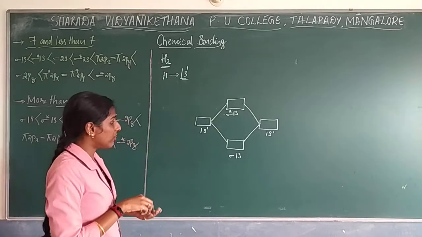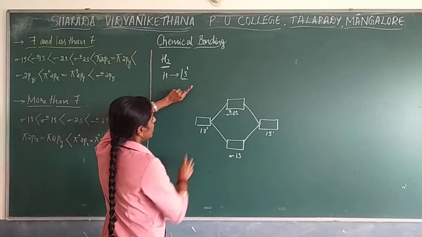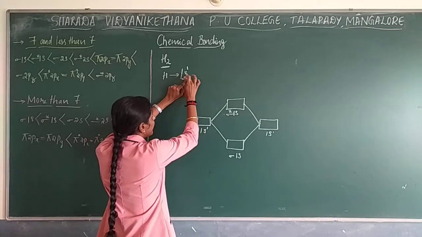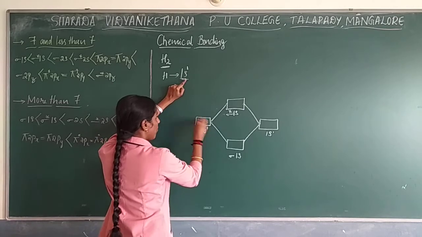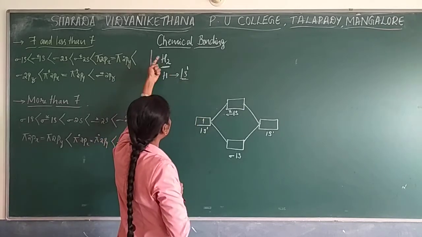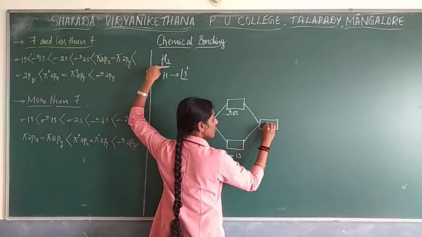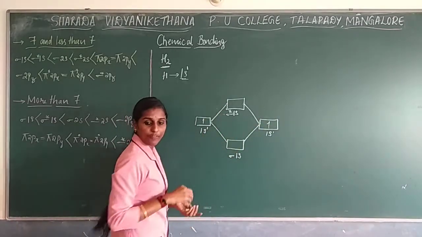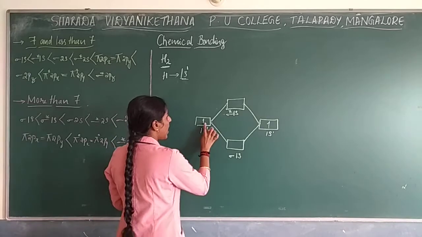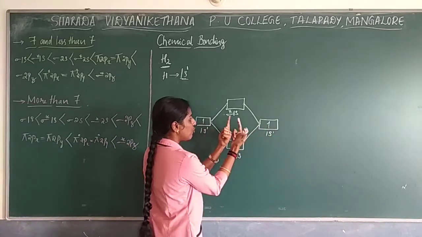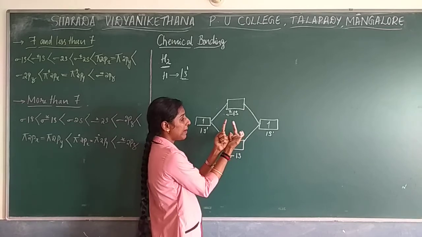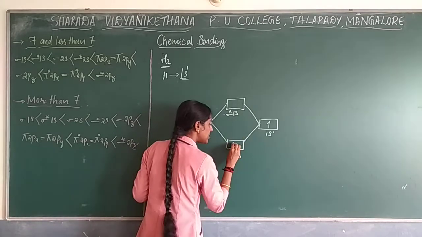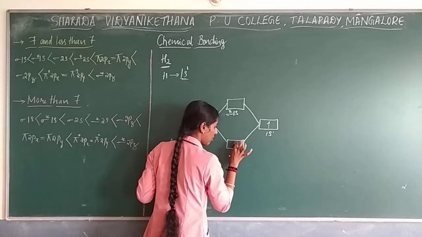Next, you have to fill in the electrons. One hydrogen atom has the electronic configuration 1s1, in the sense it has just one electron. Another hydrogen atom also shows only one electron. So what will be the total number of electrons present here? 1 plus 1. When these two combine, we get 2 electrons, which should be distributed over here.